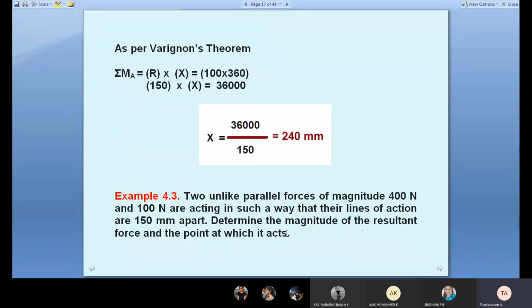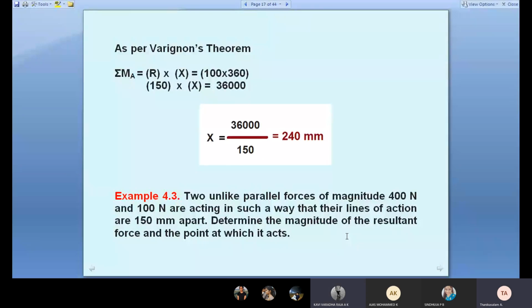Can you hear the second question? Two unlike parallel forces of magnitude 400 newton and 100 newton are acting in such a way that their lines of action are 150 millimeter apart. Determine the magnitude of the resultant force and the point at which it acts.